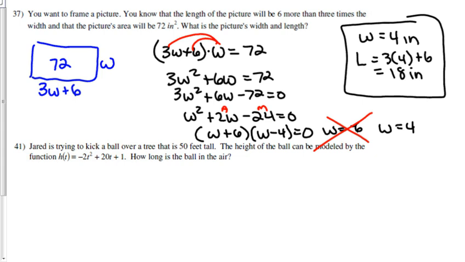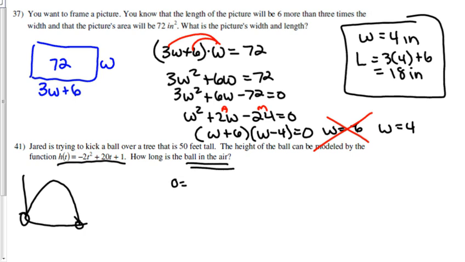Let's look at the last one here, number 41. So Jared's kicking a ball over a tree. It's 50 feet tall. The height of the ball can be modeled by this function right here. How long is the ball in the air? So if we think about this, the ball is in the air, it's coming back down. We want to find that time right there. Well, that's one of the solutions. Here's the other one. So we want to find that time, which means we want to solve this quadratic equation when the height is 0.